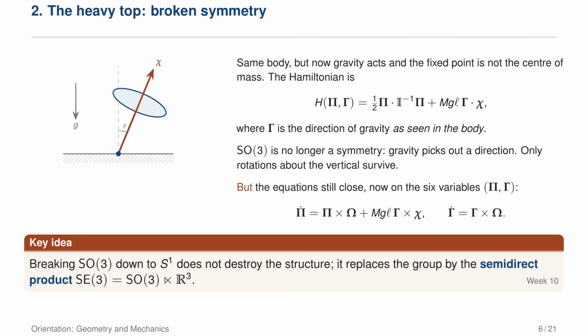Now SO3 is no longer a symmetry. Gravity picks out a vertical direction, so only rotations about the vertical survive, and that is a circle group. But the equations still close, now on 6 variables instead of 3.